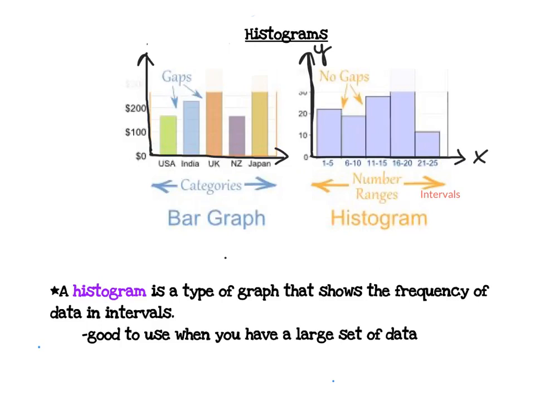All right, welcome back. Today we're going to talk about histograms. A histogram is a type of graph that shows the frequency of data in intervals. So in the image here, you can see I have an example of a bar graph on the left and a histogram on the right.